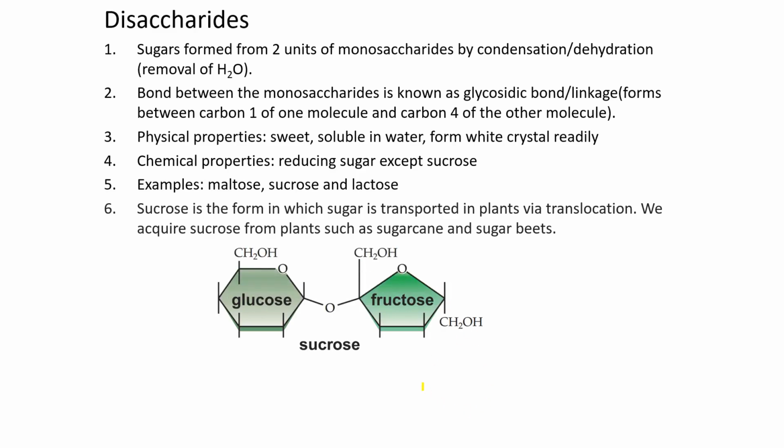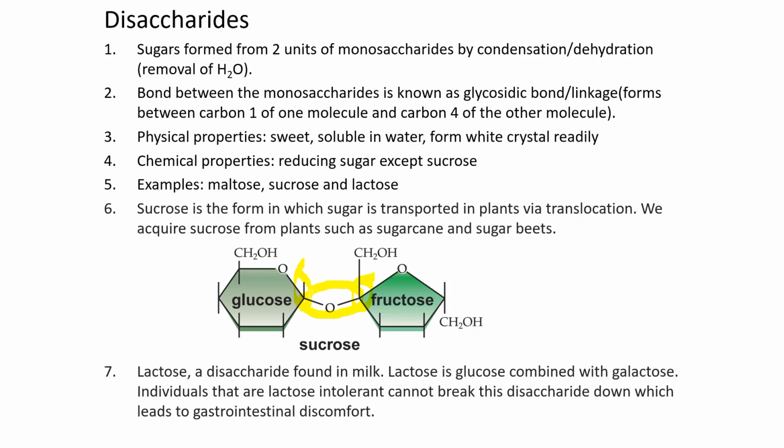So this is how sucrose is formed. It is a disaccharide of glucose and fructose, and this is the glycosidic bond or glycosidic linkage. This is the first carbon and this is the fourth carbon.